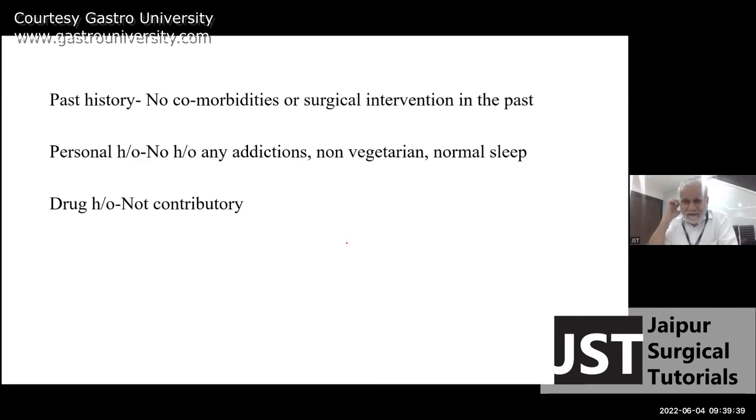There is no history of any addictions, non-vegetarian diet and normal sleep. Which diet has been asked to rule out? He doesn't have any megaloblastic anemia or vitamin B12 deficiency. And how can you say that? You can't say that on history. And drug history: some drugs can cause bleeding tendencies, so it was asked like NSAIDs. Okay. Next.